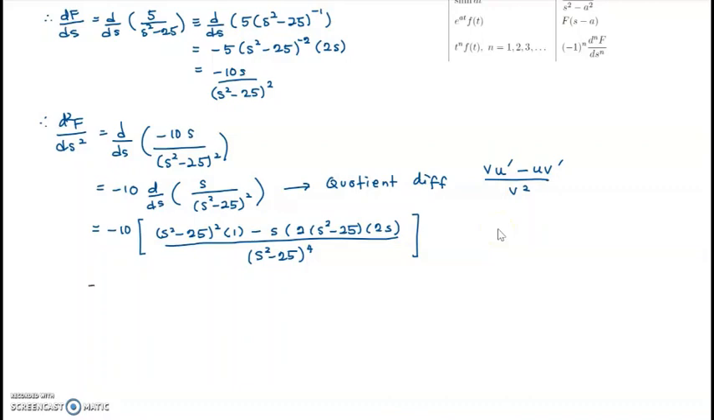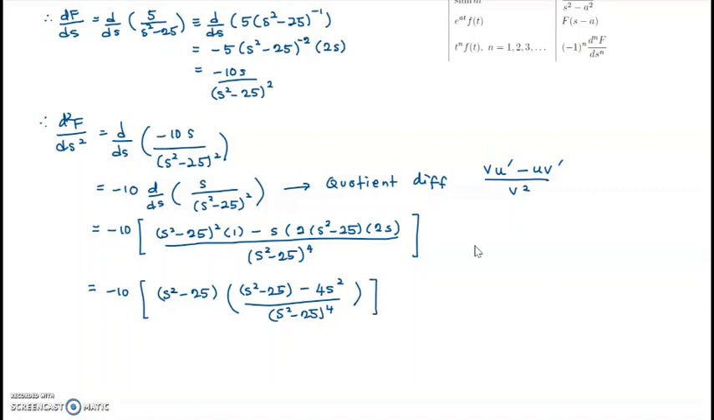All right, and then a little bit of algebra. Let's try to simplify here and there. So we have −10, and at the top we have s² − 25 as a common factor, so we can factor it out. If I take out s² − 25, I will have 1 times (s² − 25), where the power becomes 1 because we already took out s² − 25. Then minus, what's left is 2s times 2 times s, so we have −4s², over (s² − 25)⁴.